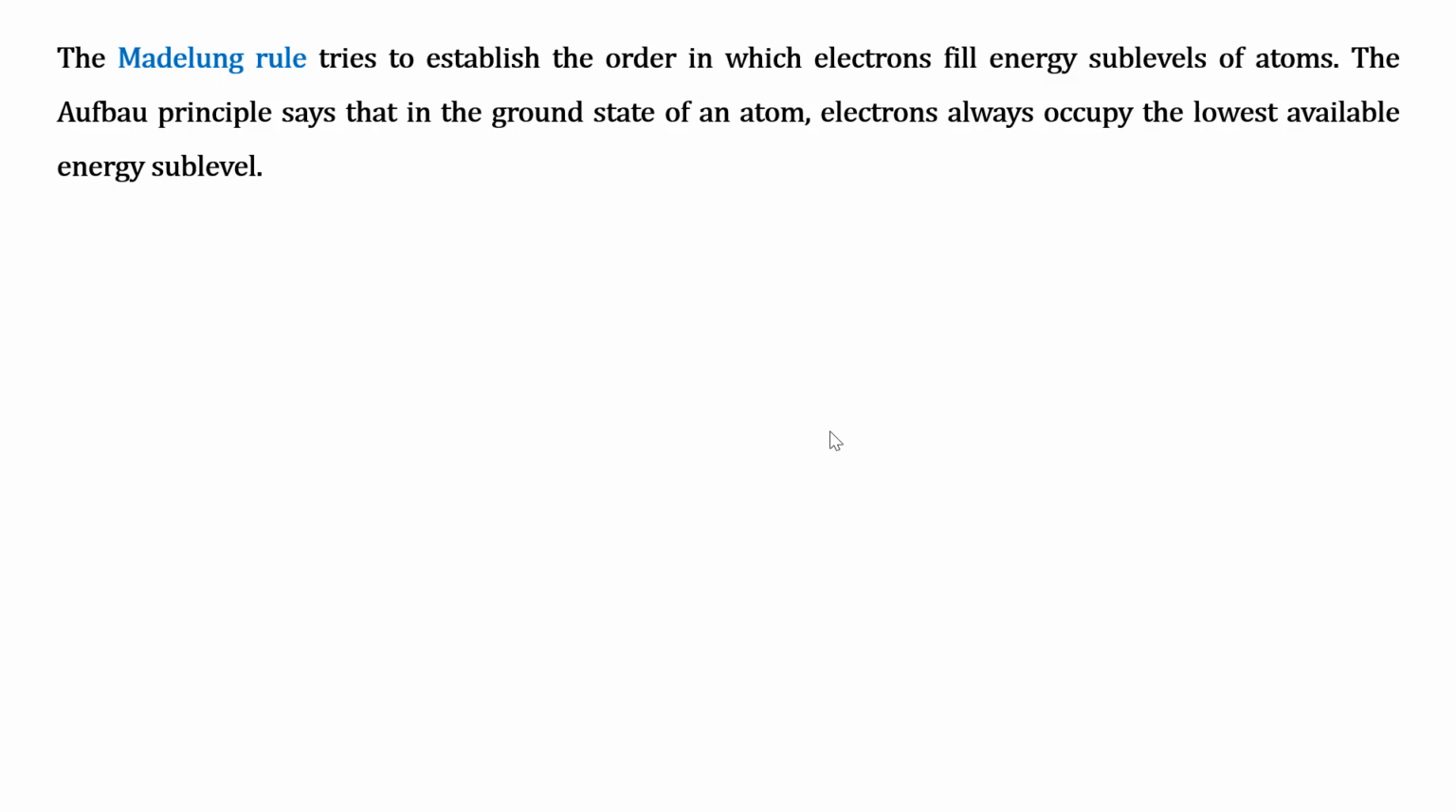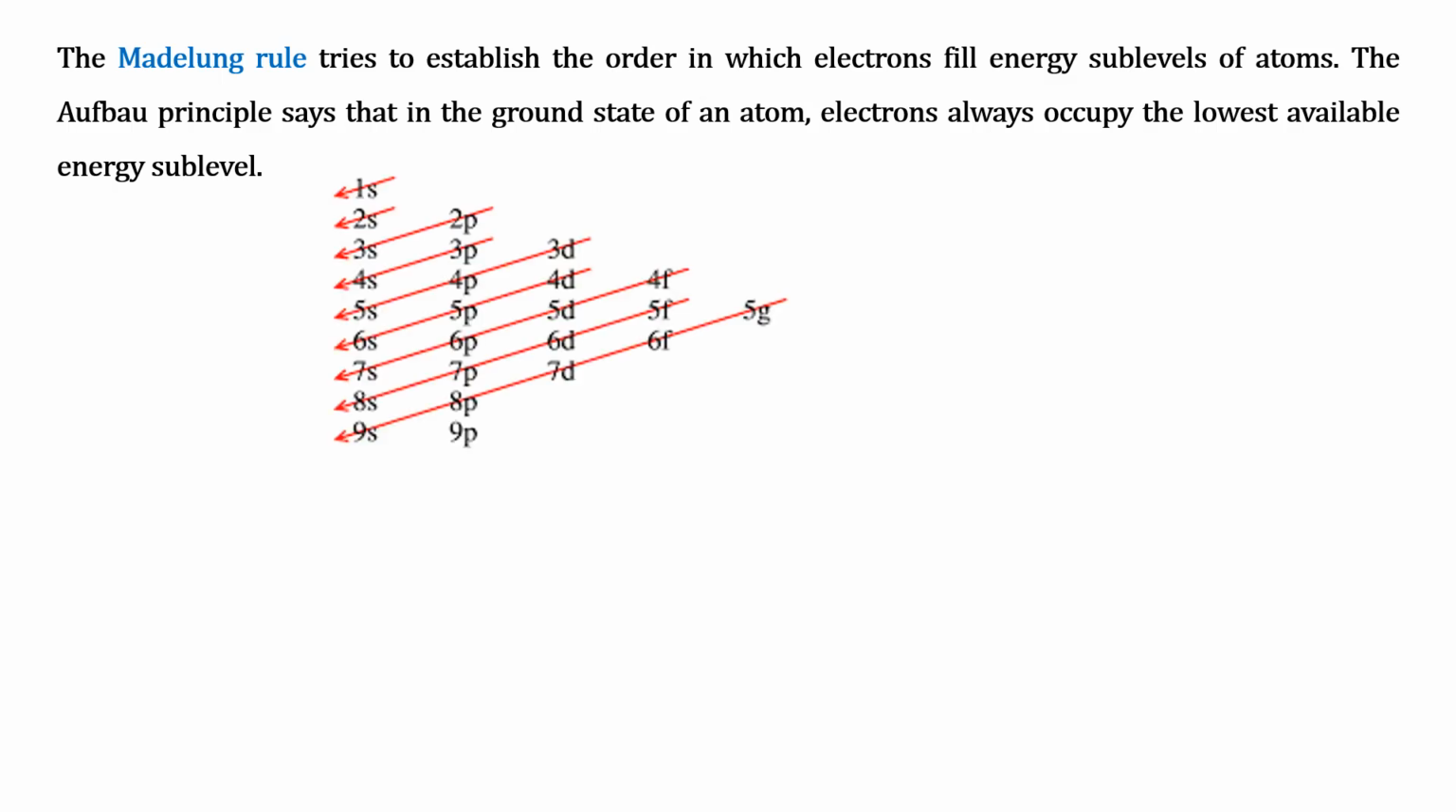That is what the Aufbau principle governs, which says that in the ground state, electrons will always occupy the lowest available energy first. According to the Aufbau principle, we decide how that order goes: 1s, then 2s, then 2p, then 3s, then 3p, then 4s. It's not like 1s, 2s, 2p, 3s, 3p, 3d. According to how these arrows move, that is how the filling takes place. That is given by the Madelung rule and the Aufbau principle.